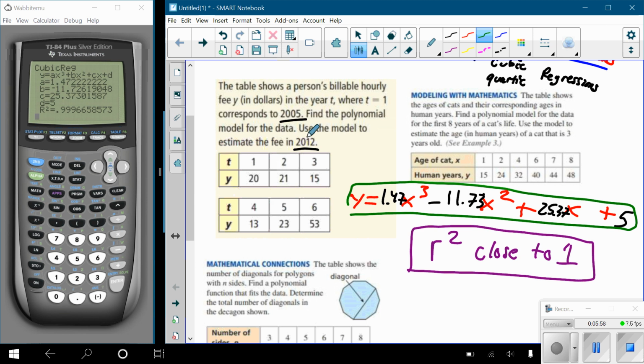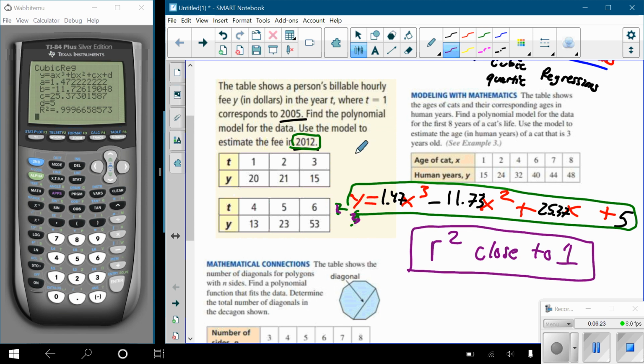They're saying, hey, use the model to estimate the fee in 2012. Okay, well, if t equals 1 is 2005, 2012 is going to be 7 or 8. Let's be careful here. So 2005, 2006, 2007, 2008, 2009, 2010, 11, 12. It's going to be 8. Be careful with the counting there. I almost messed that up.